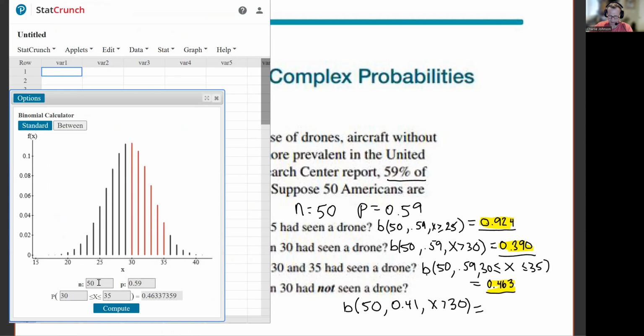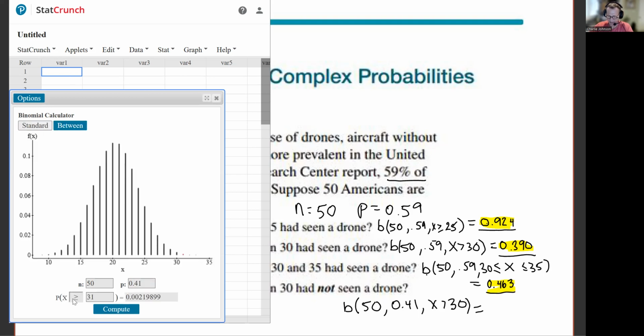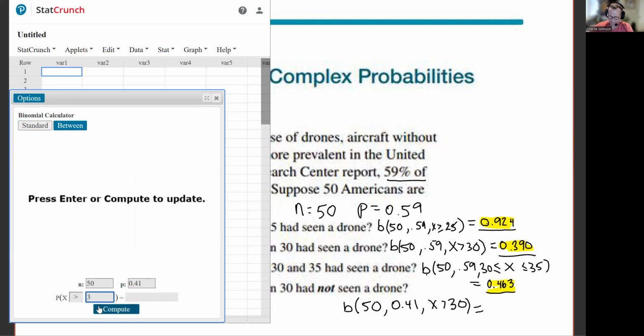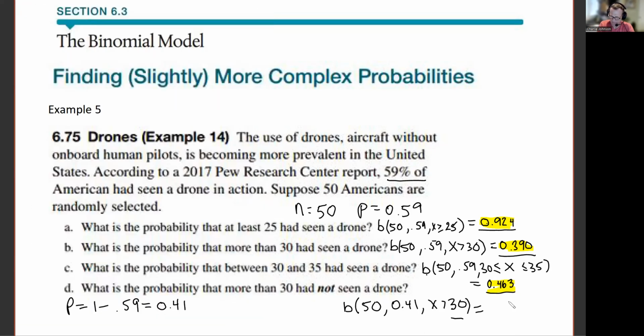We use our StatCrunch calculator. N is 50. This time our probability of success is 0.41. And we want to go standard this time because it's just X is greater than 30. And like we said, you could use X is greater than or equal to 31, or you can use X is greater than 30. Gives the same answer, very small probability, because the probability of success is lower than half this time, and we're getting into having a lot of people. And this should be a very small number because of that. 0.002. So very low chances that more than 30 had not seen a drone.